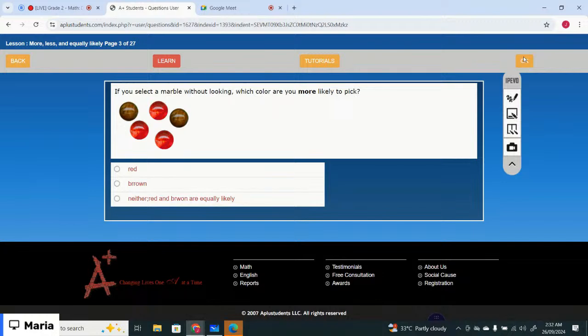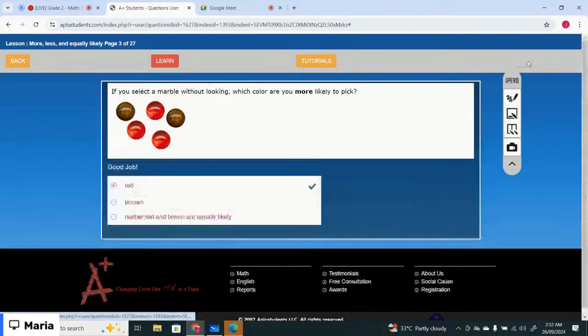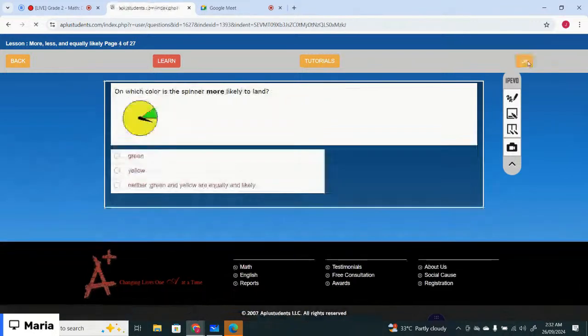The correct option is red, because you have more marbles that are red. So option number one is the correct option. Very good, everyone. On which color is the spinner more likely to land? So which is the correct option?